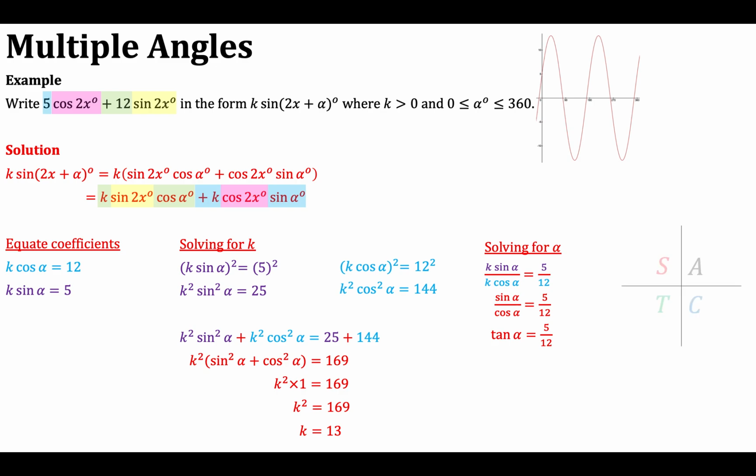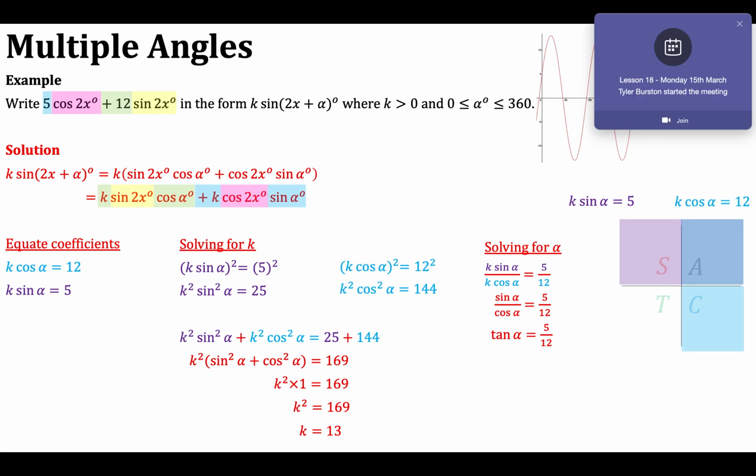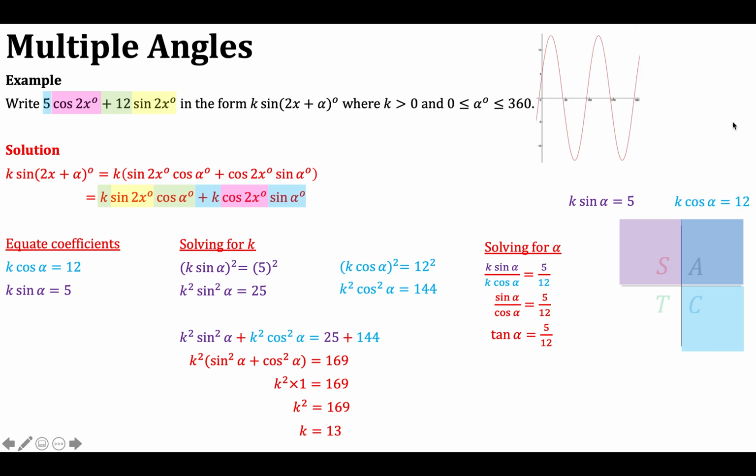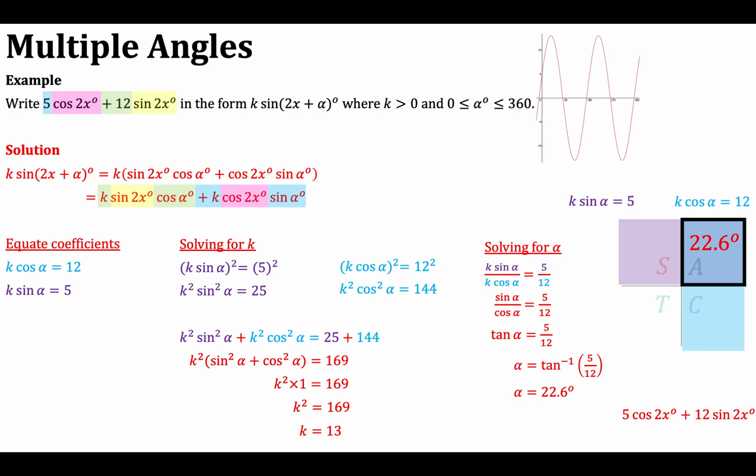So looking at k times sine of alpha, that was positive, so that's the first or second quadrant, and k times cos of alpha was also positive, so that's the first and fourth quadrants. That means our answer is coming from the first quadrant. So inverse tan of 5/12 is 22.6 degrees.